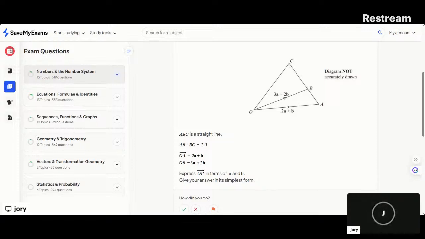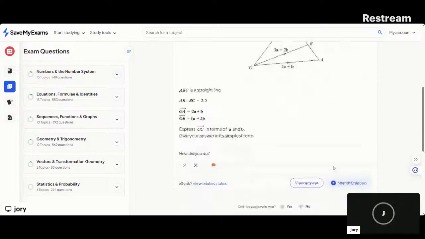Now that we have BC, we can use that to get OC, because OC equals OB plus BC. Okay, and we have OB, so it's 3A plus 2B plus what we just found, 5 over 2A plus 5 over 2B. So 3 plus 5 over 2 is 11 over 2A, and then 2 plus 5 over 2B is 9 over 2B. That is OC.